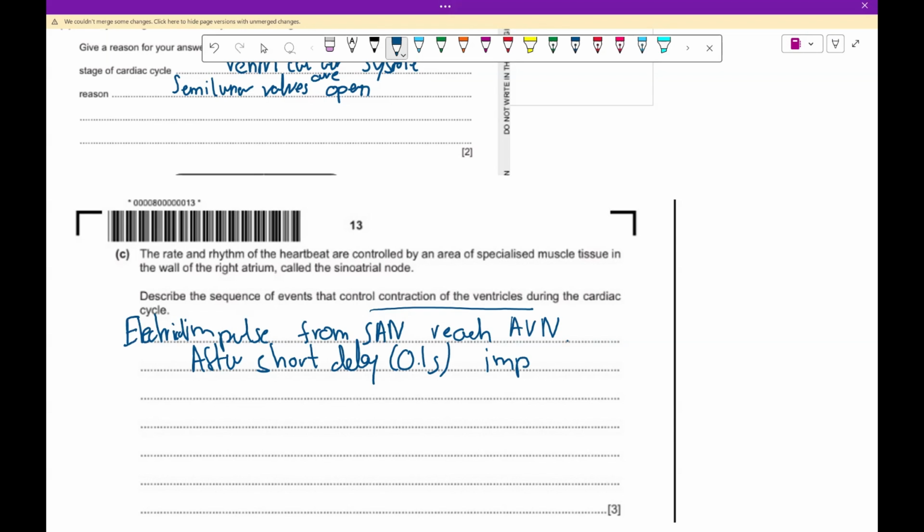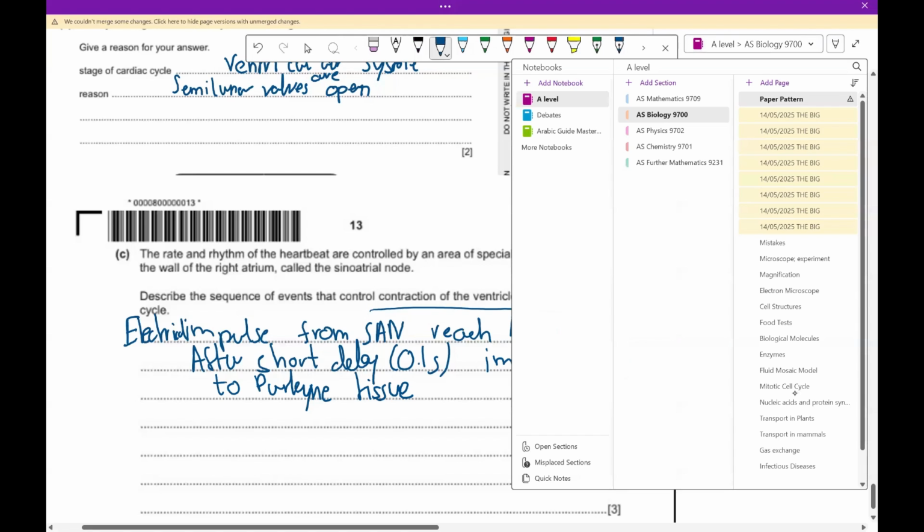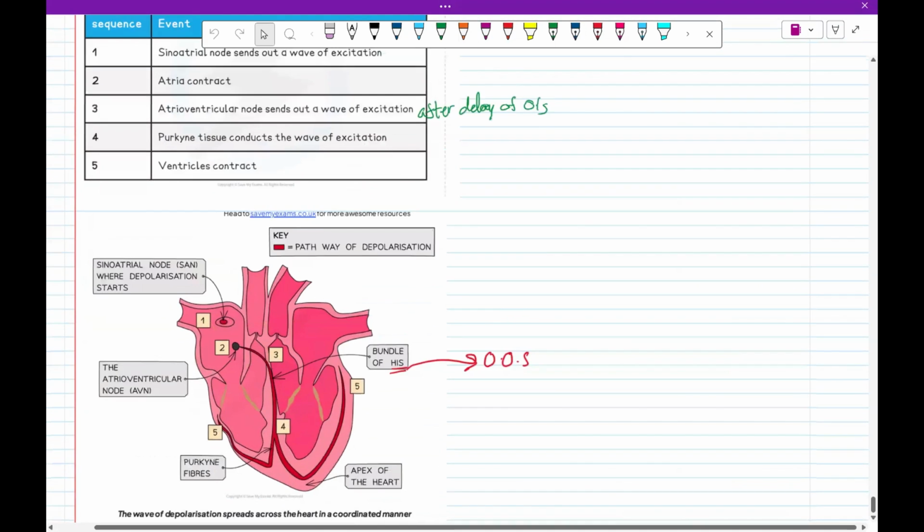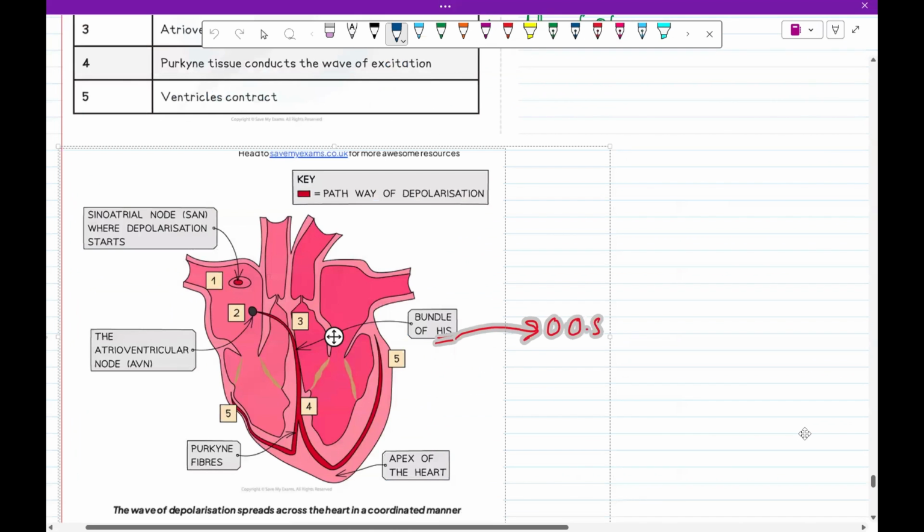Impulse sent to Purkinje tissue. Purkinje tissue is basically this here. This is the AVN. This is the SAN. This is Purkinje tissue.